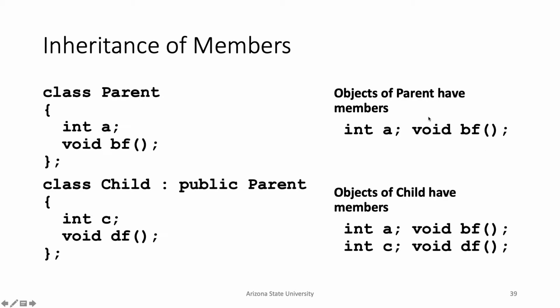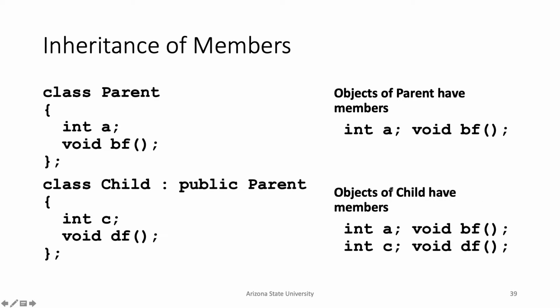So if I make a parent object, I still have access to everything that the parent class has. There's nothing new there. But if I have a child class, which inherits from the parent class, I get both of those things as well as the things that are unique to the child class, which are what in this case? What things are unique to the child class?